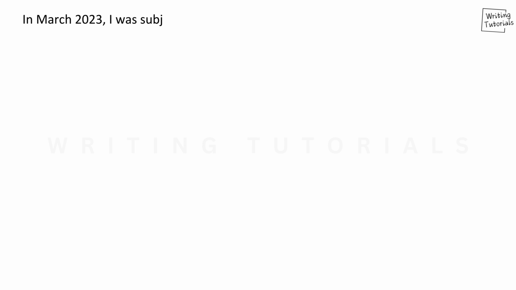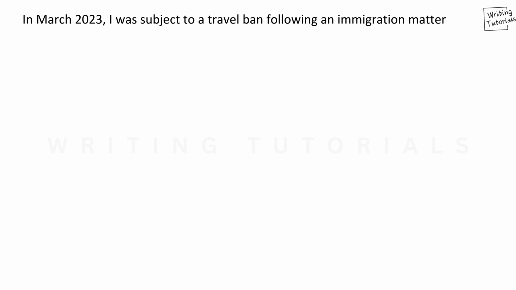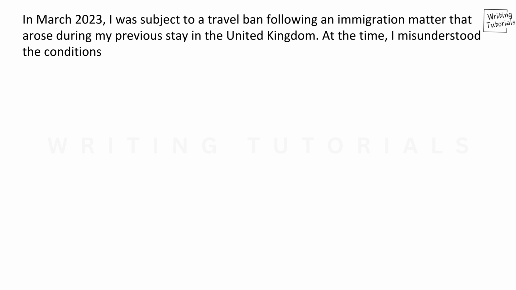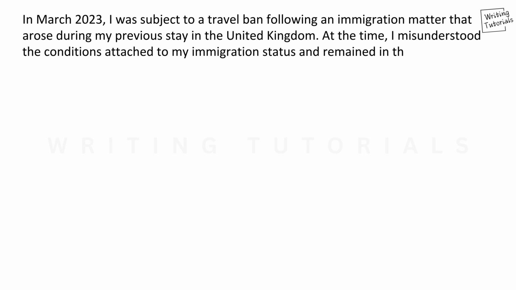Now we explain what happened. The next paragraph says, "In March 2023, I was subject to a travel ban following an immigration matter that arose during my previous stay in the United Kingdom." This gives the visa officer a clear time frame and identifies the country involved.